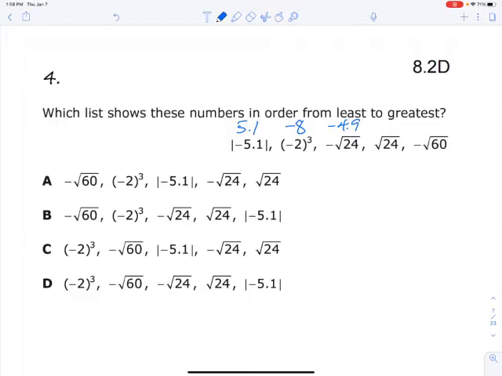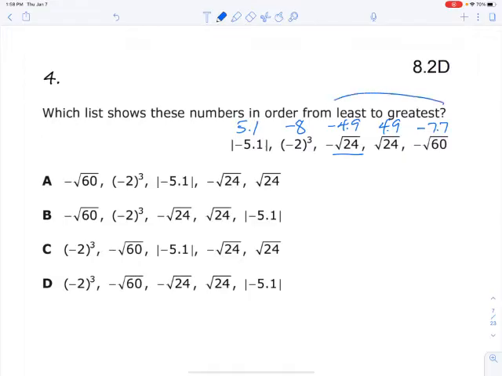But this negative in front makes the whole thing negative. So that means the square root of just regular 24 is going to be 4.9. And then the negative square root of 60, okay, that's the same kind of thing as this negative 24 here. It's going to be a negative answer, and you end up with negative 7.7.